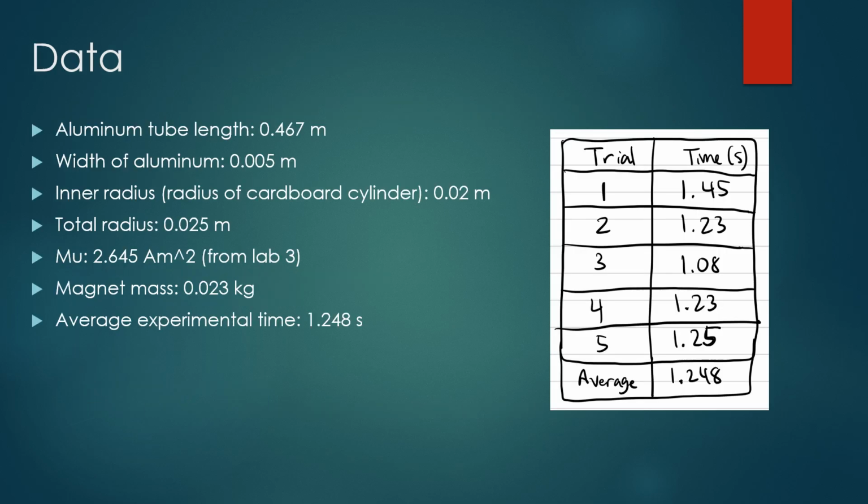The data that we used in this lab were that the aluminum tube was the length of 0.467 meters, the width of the aluminum was 0.005 meters, the inner radius was 0.02 meters, the total radius was 0.025 meters. The mu was calculated from lab 3 as 2.645. The magnetic mass was 0.023 kilograms, and the table shown on the right shows the trials of the magnet being dropped through the tube, which would result in the average experimental time of 1.248 seconds.